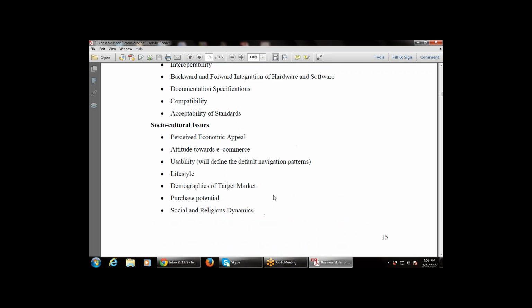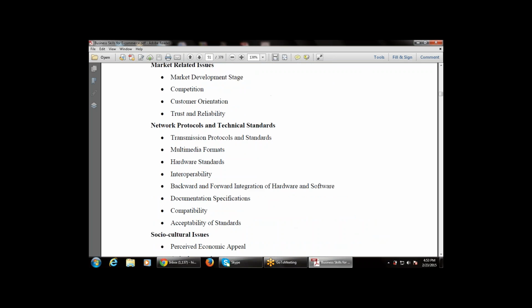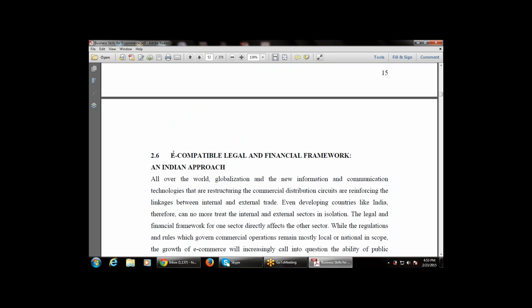So these are the various issues that are divided into multiple parts. Now next, we have already studied the e-commerce compatible legal and financial framework. First of all, the Indian approach. That is how there is a compatibility of e-commerce, which includes the legal and the financial framework. So first is the Indian approach, the e-commerce compatible framework.